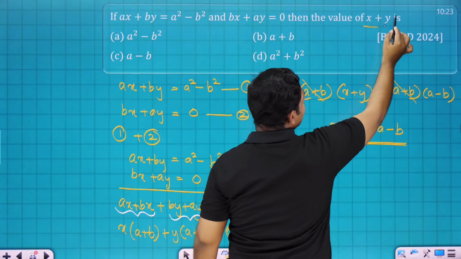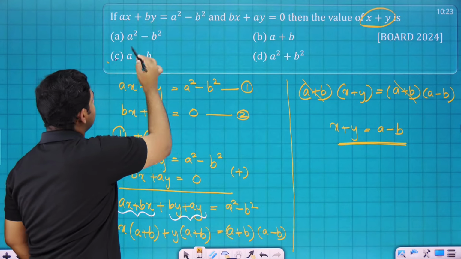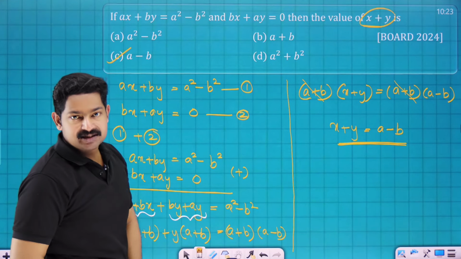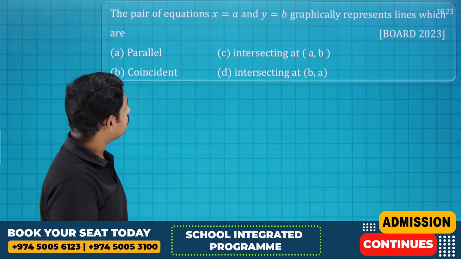So we need to find out the value of x plus y, and we got x plus y is equal to a minus b. So which is the correct option? Option C is the correct answer. Okay, so that's it. So we are moving to the next one.